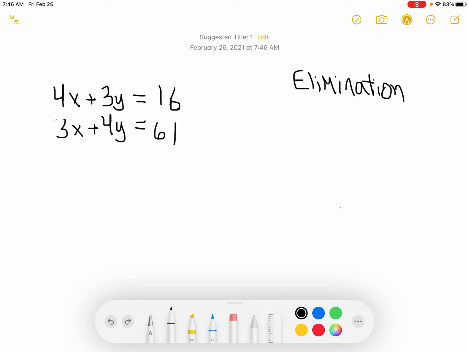But here, how would we cancel out the x? Let's just say we wanted to do that, if we chose that. You need to find a way to cancel out 3x with 4x. What could we do?